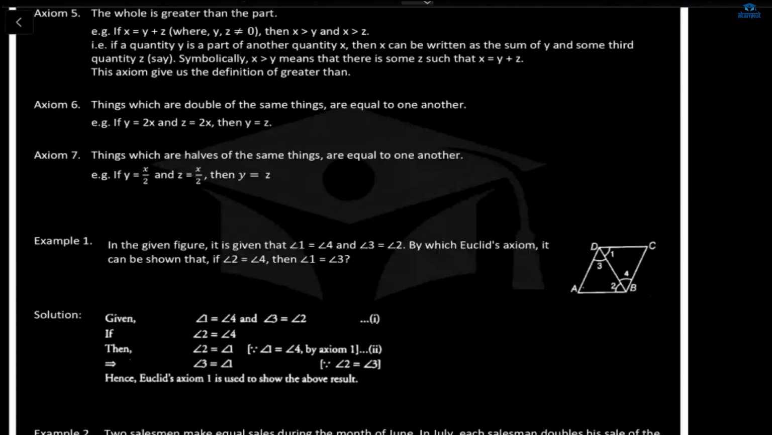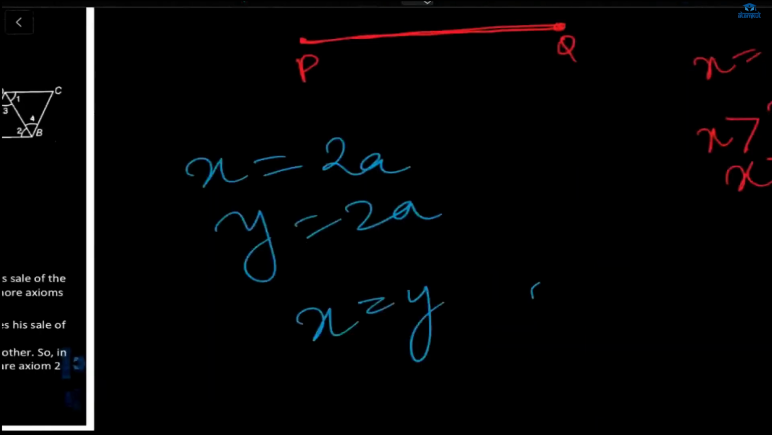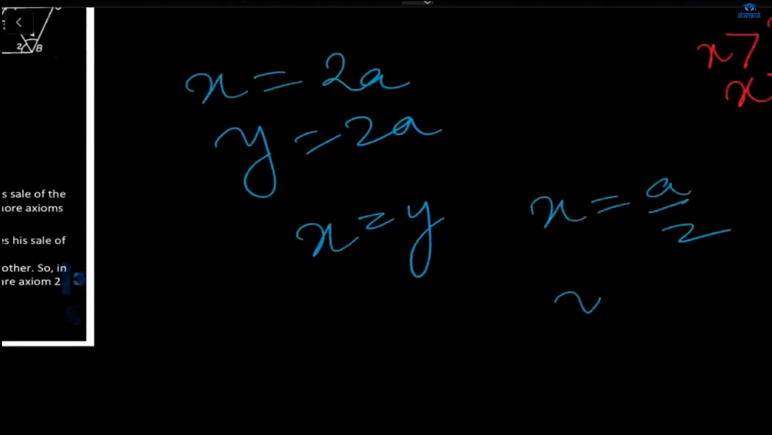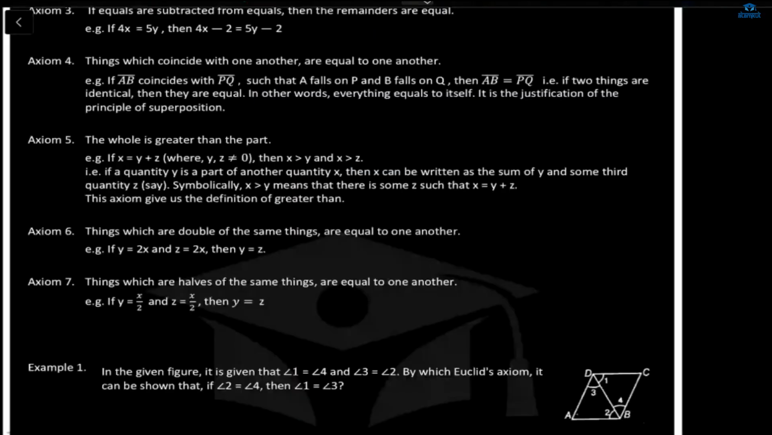And this statement is a little bit modified. Things which are half of the same thing are equal to one another. That is the seventh axiom. That means if x is equal to a by 2 and y is also equal to a by 2, so x will be equal to y or not? Yes, because they are half of the same thing. You can see here y is equal to x by 2, z is equal to x by 2, so y is equal to z. Okay, these are the 7 axioms.